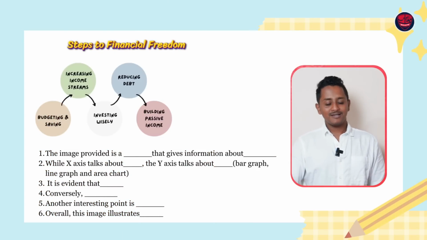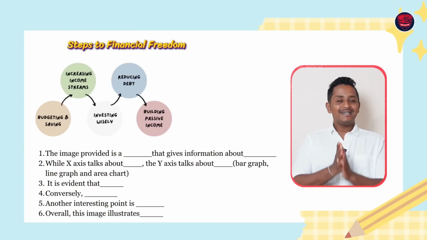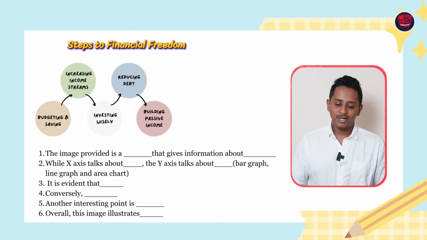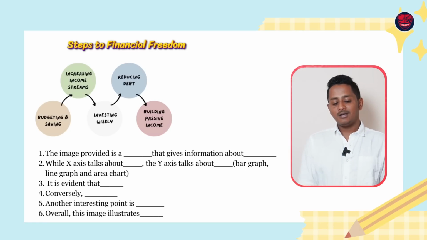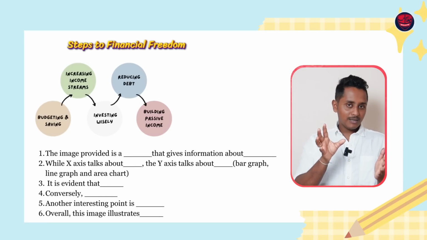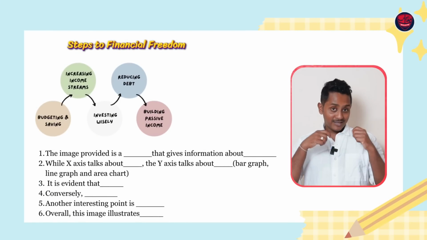Conversely, the second step is increasing the income streams, which will also lead to the third step called investing wisely. Here is where you invest your budget wisely so that the fourth step is reducing the debt. When you invest your returns wisely, you reduce your debt, leading to the fifth step where you build the passive income. Overall, the image illustrates 5 important steps to financial freedom.